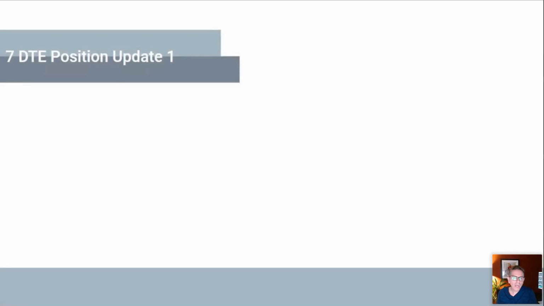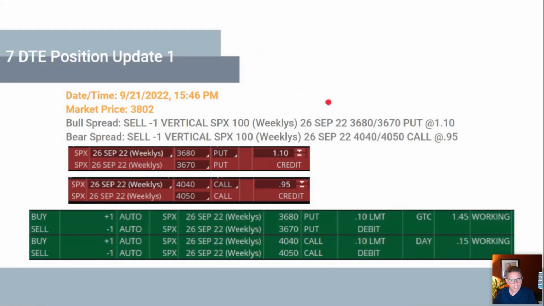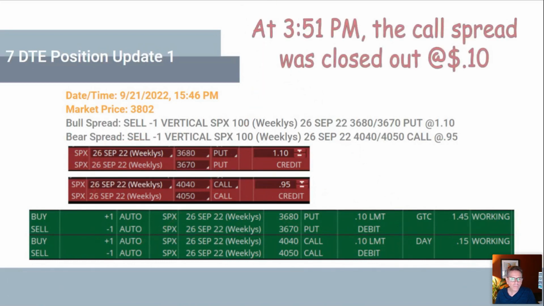And what I'm doing here is I created a pretty worst case scenario in rolling trades. So update number one: we put that position on and the market went down. You can see that the 95-cent credit for the call spread was down to 15 cents, so it was ready to be closed. So we closed it at 10 cents, and we left the put spread alone just because it wasn't threatened at this time.